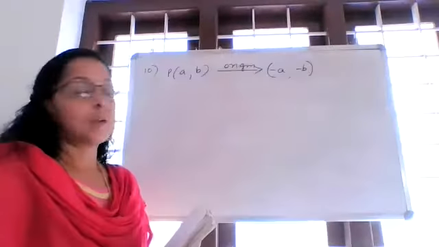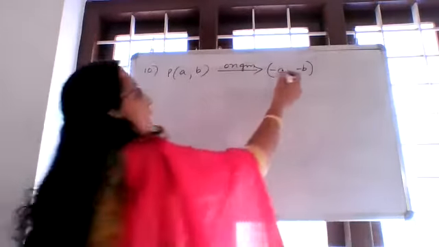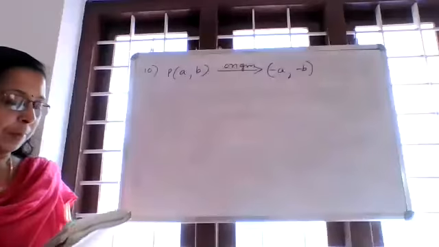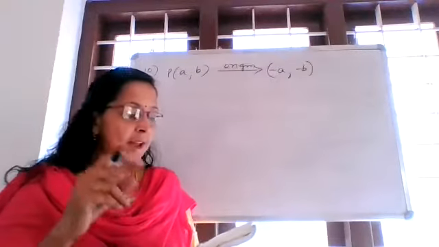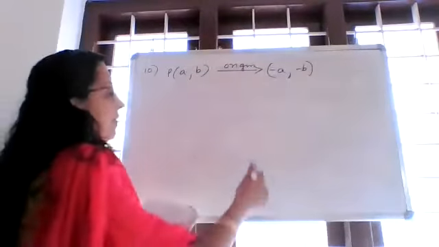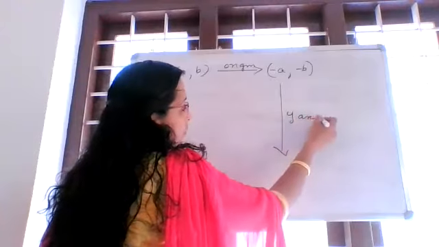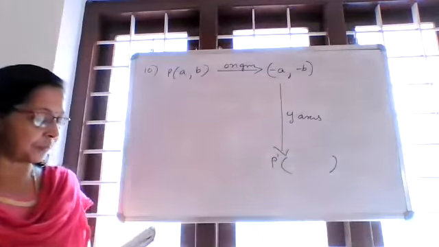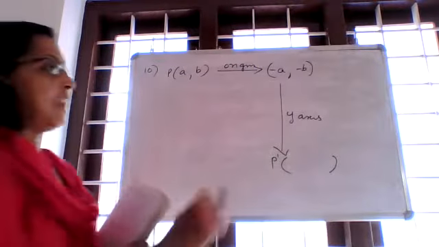P dash has the point PAB reflected in the origin. So we get negative A, negative B. Then what? Read the question. Point PAB is first reflected in the origin and then reflected in the y-axis to get P dash. So what about the coordinates of P dash?